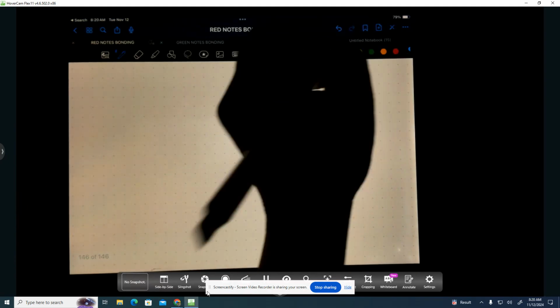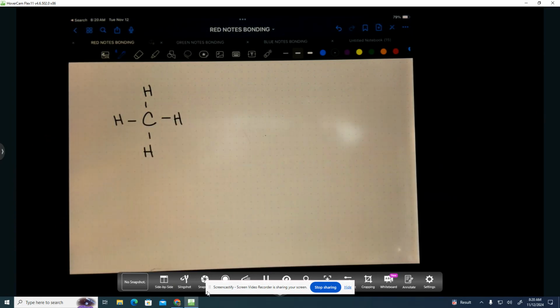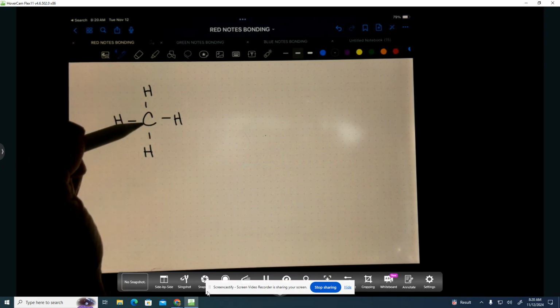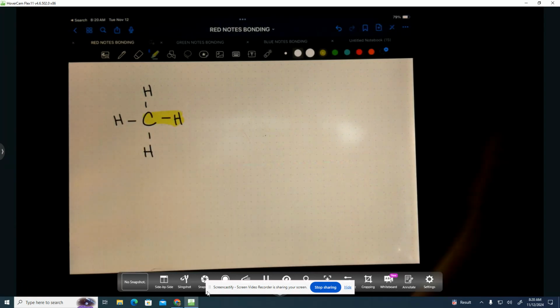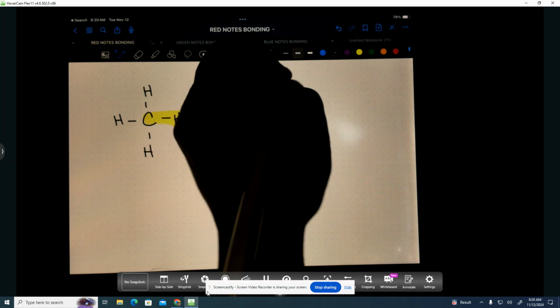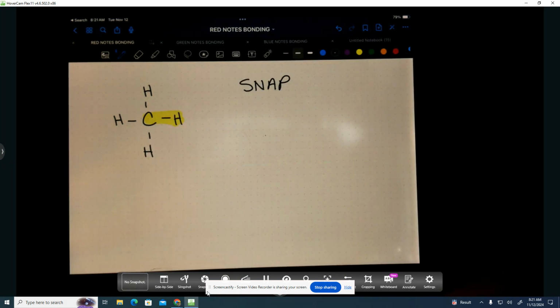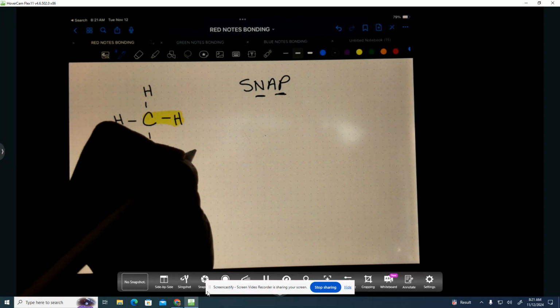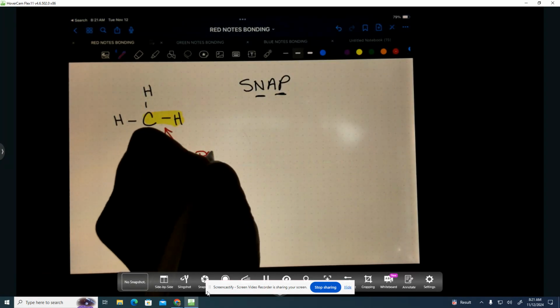All right, what about if I drew this now? H, H, H, H. That's methane. You've got 4 bonds in there. You've got a bond here, here, here, and here. Look at one of those bonds. Is that bond polar or nonpolar? Remember SNAP. Is the bond symmetric or is the bond asymmetric? It is asymmetric. So this bond right here is a polar covalent bond.